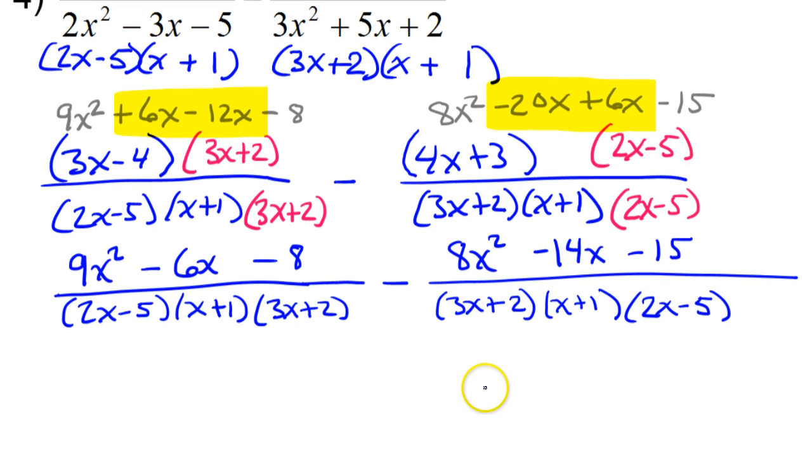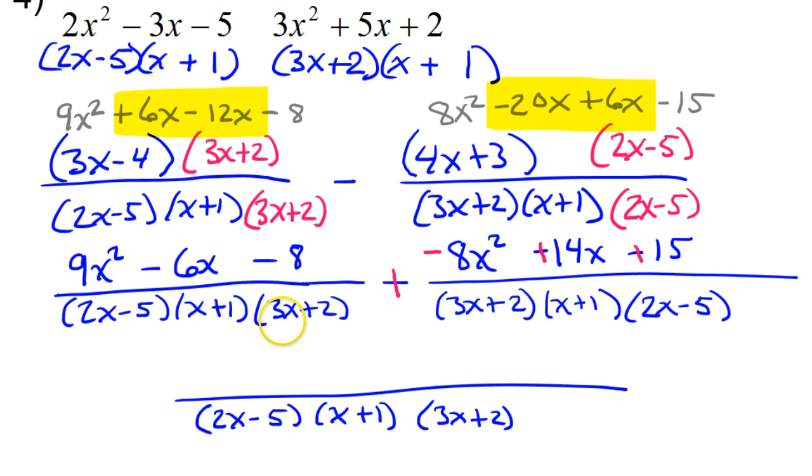So now that I have like denominators, I can start putting these together. Since it is a subtraction problem, what we do is we change it to an addition problem, and instead we take that negative and we distribute. So I'm going to change all of these signs. So this will be negative, this will be positive, and this will be positive. Now I will combine my like terms.